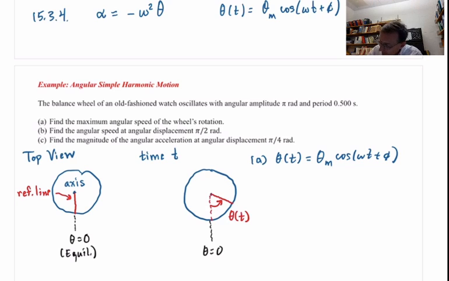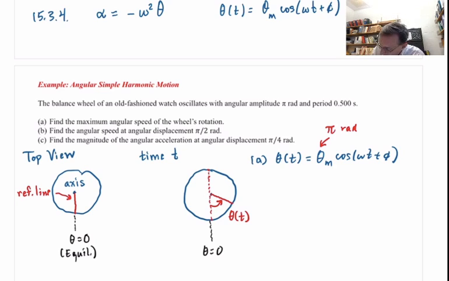And I am told what the theta max is. The maximum angular displacement from equilibrium is pi radians. That means that red line can go all the way over to there. That would put it at pi radians from theta equals 0. And then it goes around the other way also to pi. All right, what else do we know?